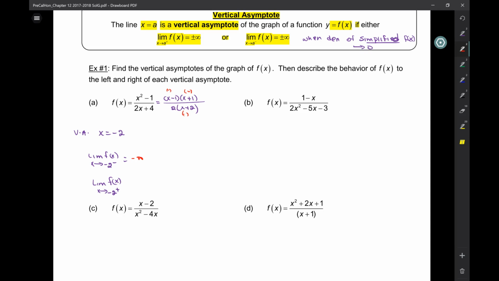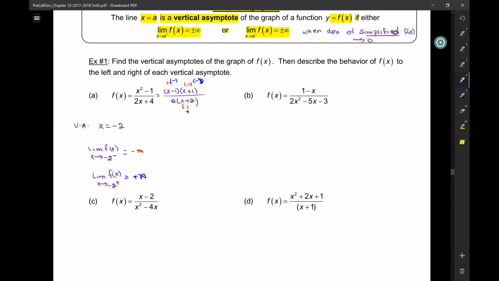Well, there are 3 negatives now. Negative, negative, negative. But as I approach negative 2 from the positive side, now it's like negative 1.99. If I put negative 1.99 into the first parenthesis, I get negative, and I get negative. But on the bottom, I get positive, so now this approaches positive infinity. So do you see how that works? It depends on what's happening the whole time.